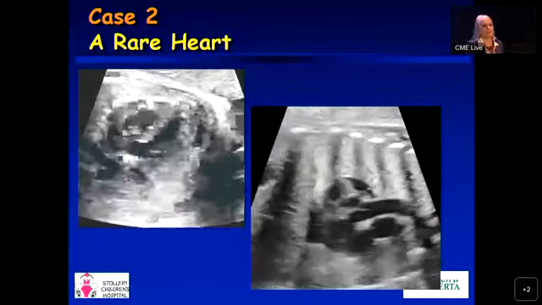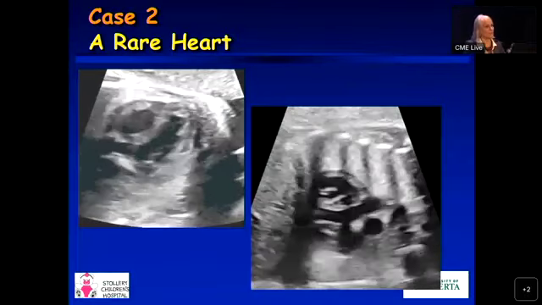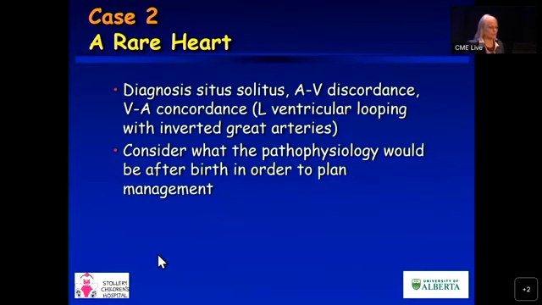So you would call that AV discordance and VA concordance. Yeah, that's the amazing thing. So we have AV discordance and VA concordance. So there's L ventricular looping with inverted great vessels, so they're coming off their correct ventricle. And this is number 2 that we've seen. The last one we saw is now a 1-month-old that we're dealing with.